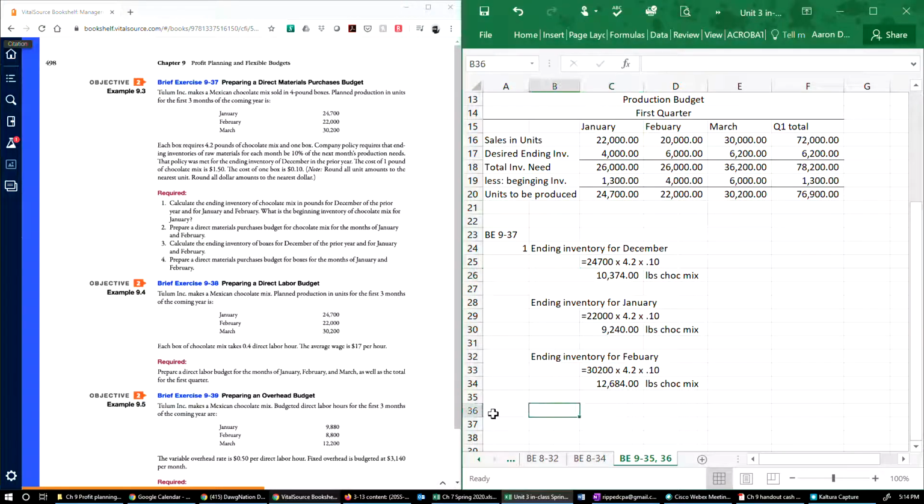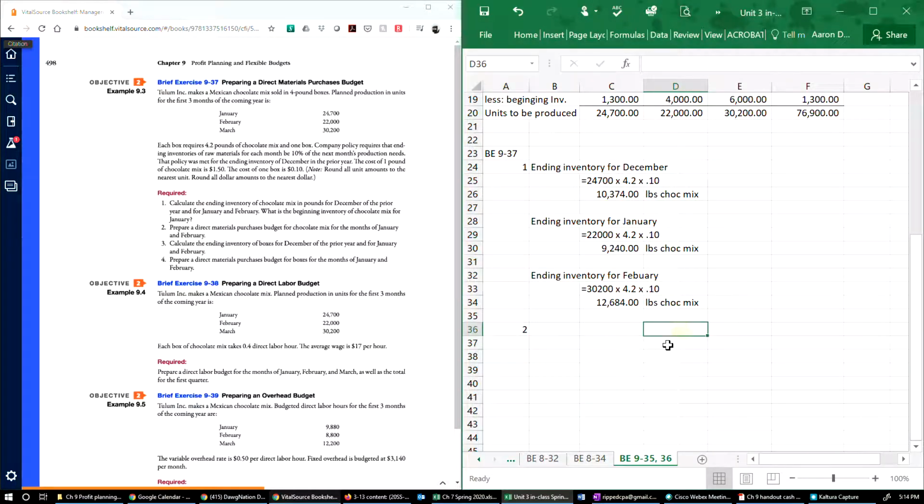Let's press on with requirement 2. Prepare a direct materials purchases budget for the months of January and February. All right, we can do this.